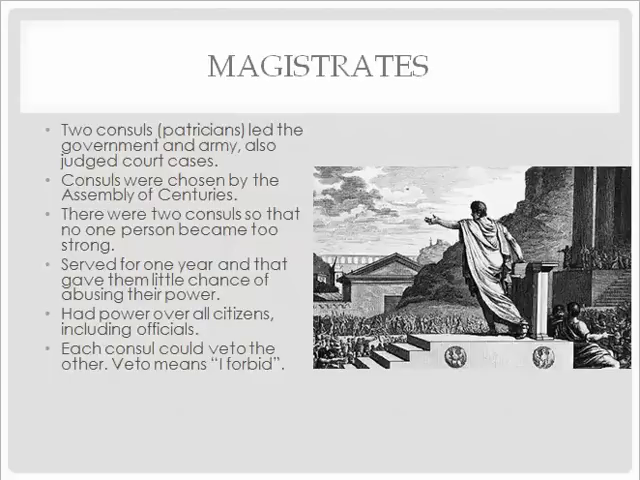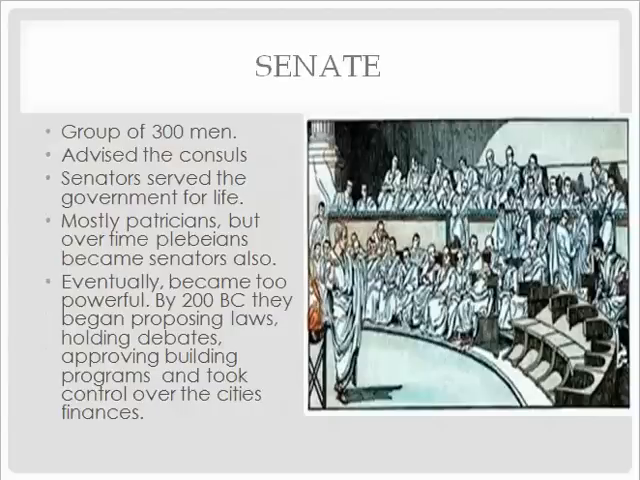Veto means I forbid. And even today, the president has veto power. If he doesn't like something Congress is proposing, he can say veto, meaning I don't think that's good. I don't allow it. The Senate is a group of 300 men. They advise the consuls. Senators serve the government for life. Important to know that. If you were a senator for life in Rome.